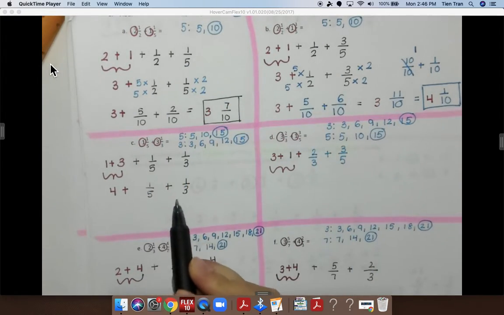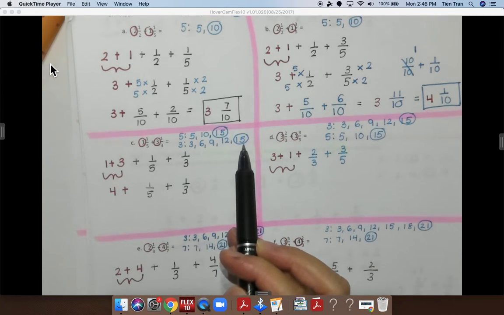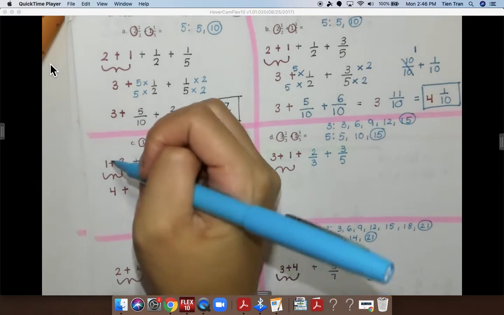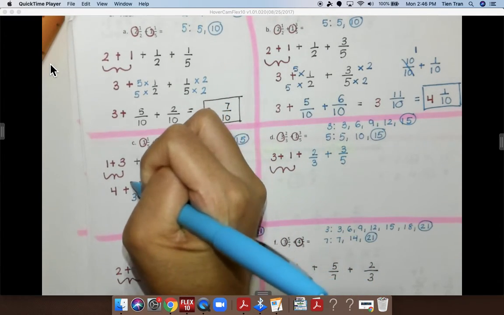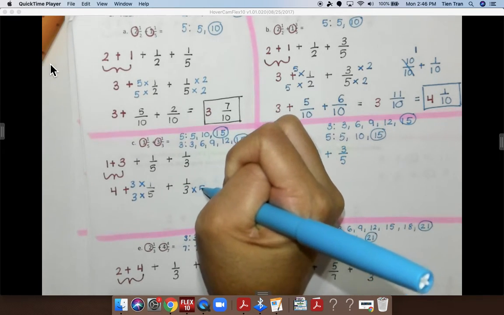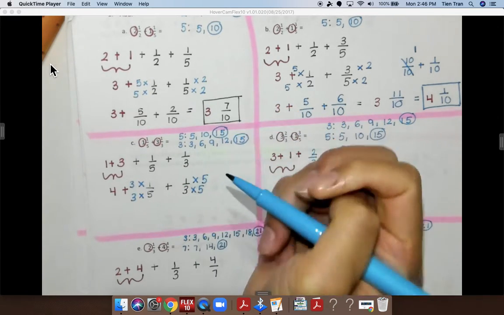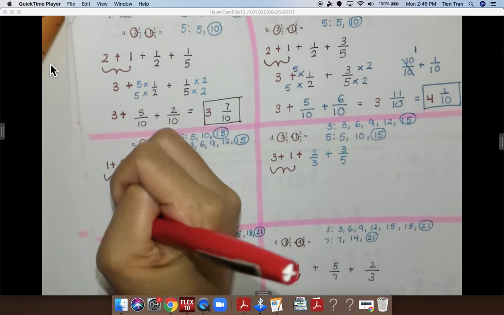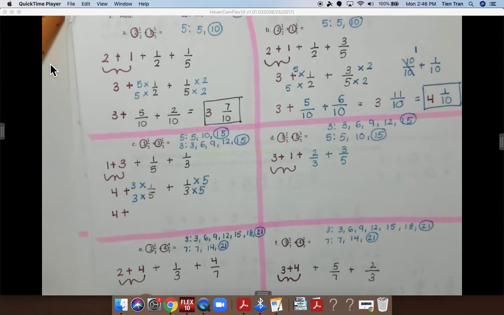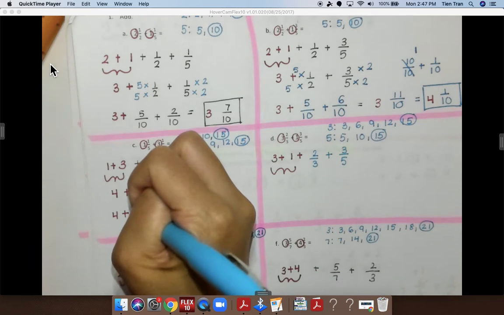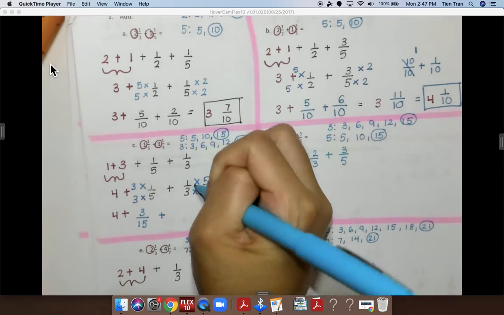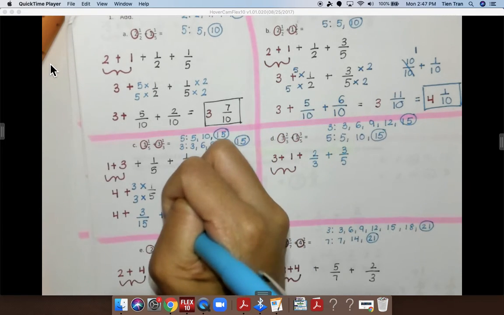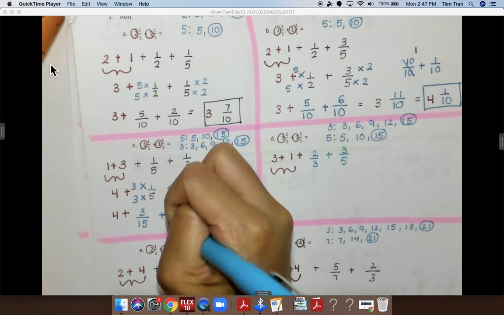Now I'm looking at 5 and 3, and I know the common denominator for 5 and 3 is equal to 15. So I'm going to make sure I multiply to get 15. 5 times 3 is equal to 15, and 3 times 5 is equal to 15. So now I have my whole number 4 plus 3 times 1 is equal to 3. 3 times 5 is equal to 15.